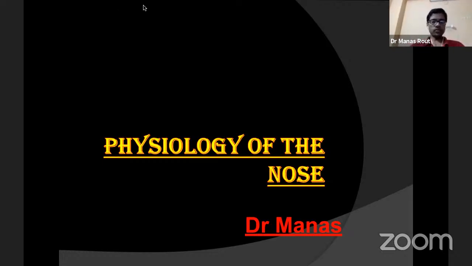Hi everybody. So today in class we have to discuss the physiology of the nose. As we know, the nose is very important, and it has cosmetic importance. It gives beauty to the face, but we should not forget that at the same time it also has some physiological functions. If those functions are disordered, the morbidity will be very high.